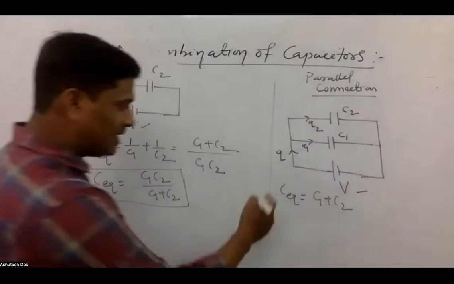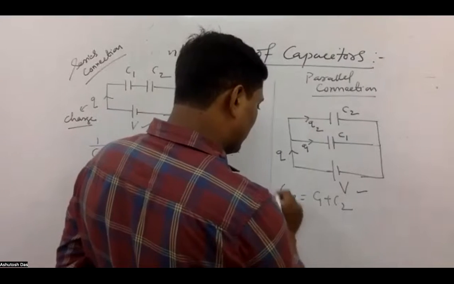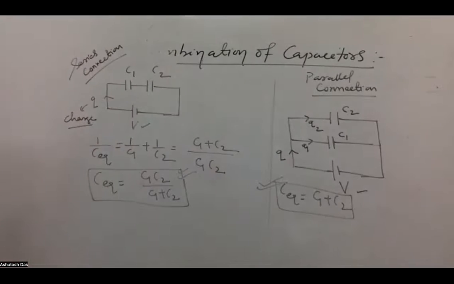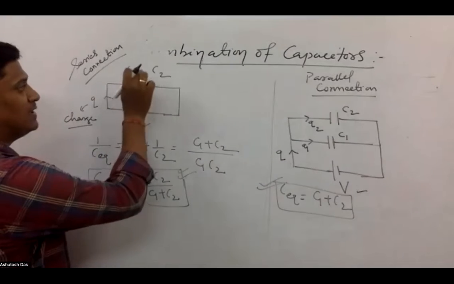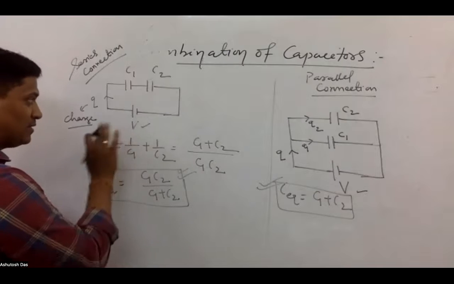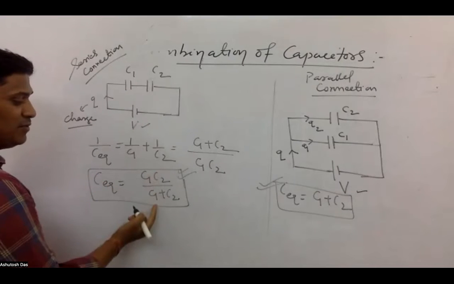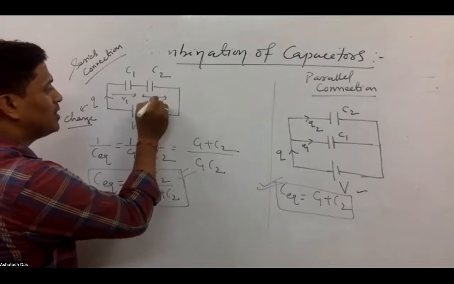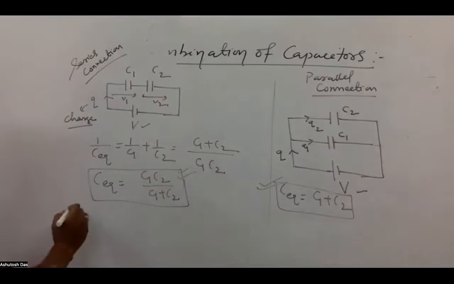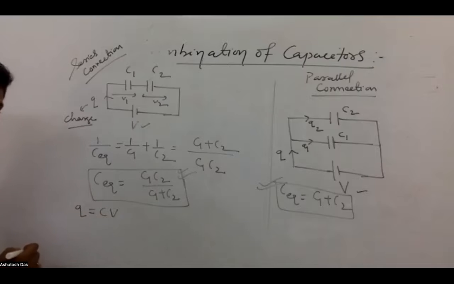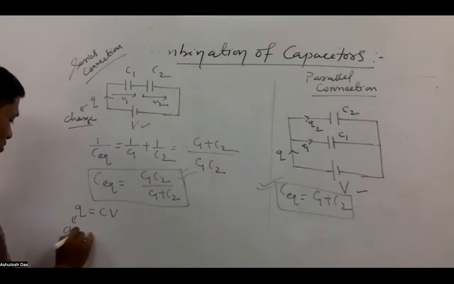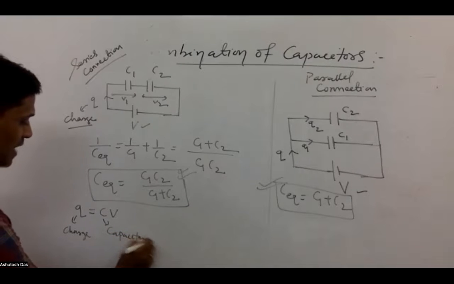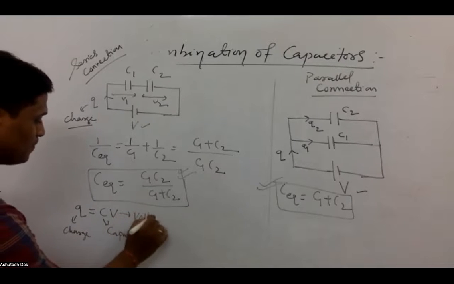Just remember. But in case of parallel, what happens? C equivalent is equal to C1 plus C2. With this formula, we'll be moving on, right? Here, students, the capacitances are C1 and C2. And in series, the equivalent capacitance is C1 into C2 by C1 plus C2. If I ask you what is the voltage V1 here, what is the voltage V2 here? Students, you remember Q is equal to CV. Yes or no? Q is charge, C is capacitance and V is voltage.